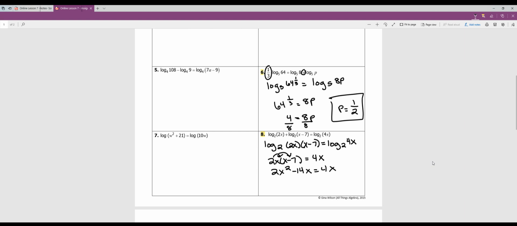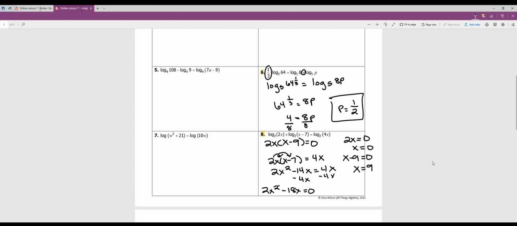And I'll get 2x squared minus 14x is equal to 4x. So then I want to move my 4x to the other side. And I'll get that 2x squared minus 18x is equal to 0. And then I need to factor. So if I factor this, I can pull out my greatest common factor, and my greatest common factor between 2x squared and 18x is 2x, and that leaves me with x minus 9. So again, we solve this by setting both pieces equal to 0 and then solving. And so if 2x equals 0, then x is equal to 0, and if x minus 9 is equal to 0, then x is equal to 9.